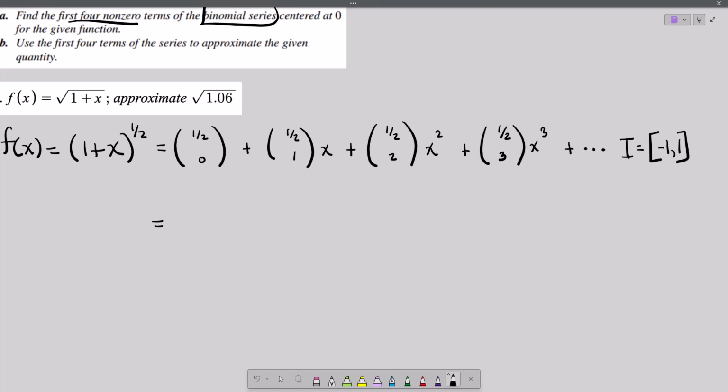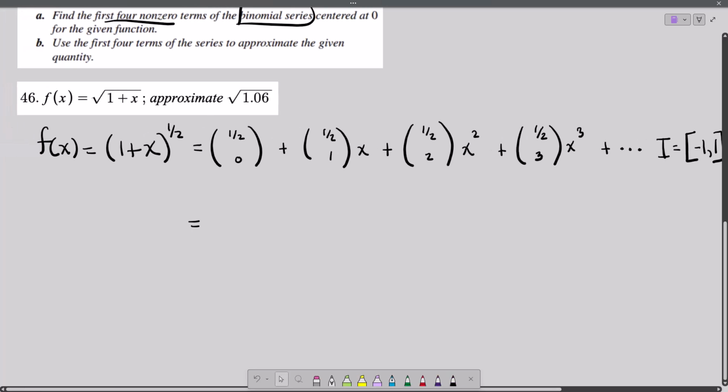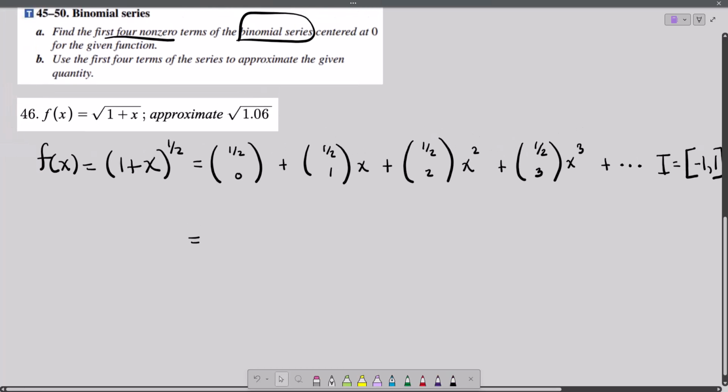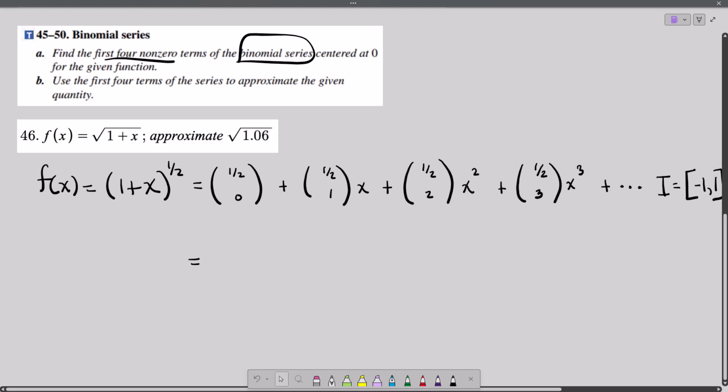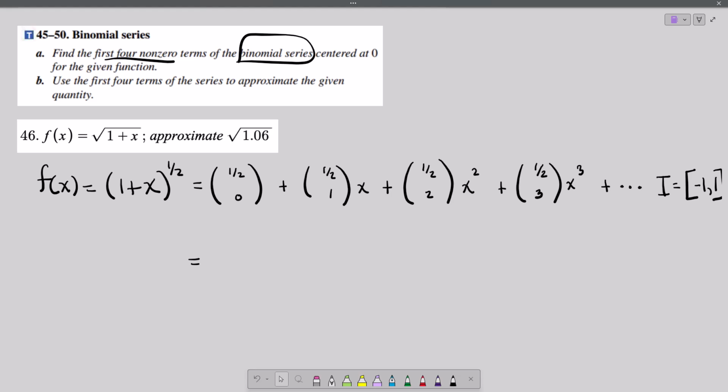1/2 choose 0. Question? It says the first 4 non-zero terms, but wouldn't the 1/2 choose 0 be 0? No. Is it 1 then? Yes. So if you think about the bag thing, if you do a choose 0, let's suppose we have the bag of balls with 5 balls in it and you choose 0. There's one way to do that, and that's to not choose anything. So any p choose 0 will always be 1. So that's always going to be 1.